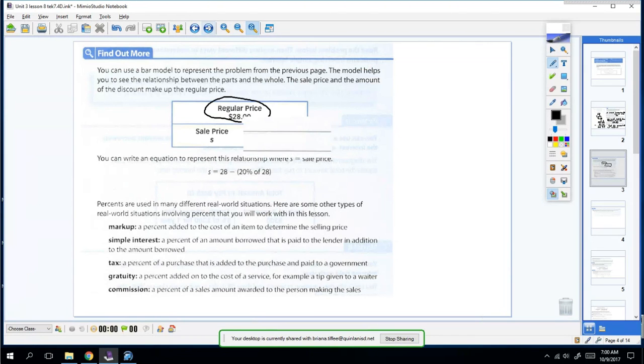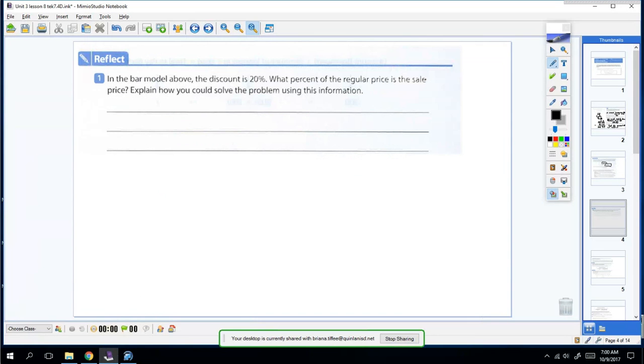So let's look at the reflect question. In the bar model above, the discount is 20%. What percent of the regular price is the sale price? Explain how you can solve the problem using this information. So if the discount is 20% off the regular price, that means the sale price must be 80% of the regular price. So they're saying since you're finding 20% of $28, you can do the opposite. You had to find 20% of $28 and then subtract it.